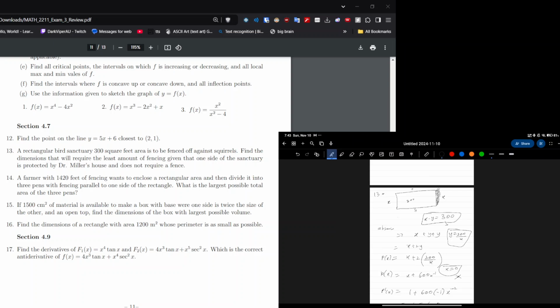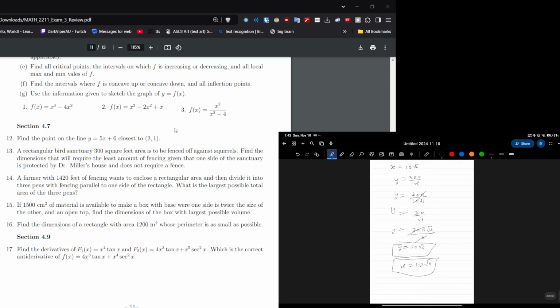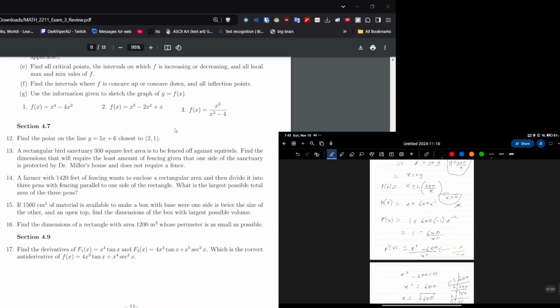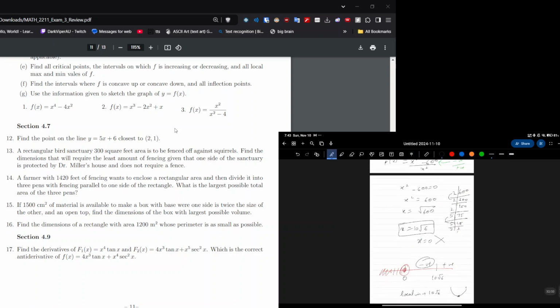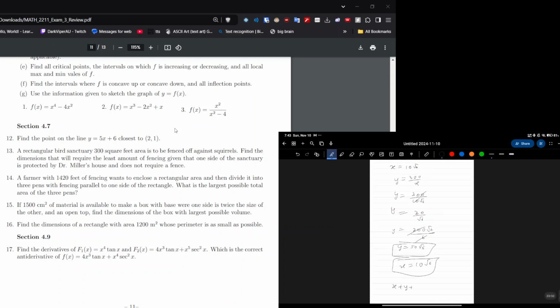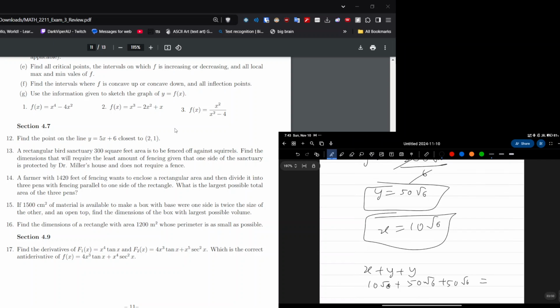If they ask you to find the perimeter, what the least fencing would be, you can just use the perimeter formula you had: x plus y plus y. So it's 10 root 6 plus 5 root 6 plus 5 root 6, which is basically 20 root 6. This is the perimeter, the fencing that would be required. Alright, is everybody clear with this?